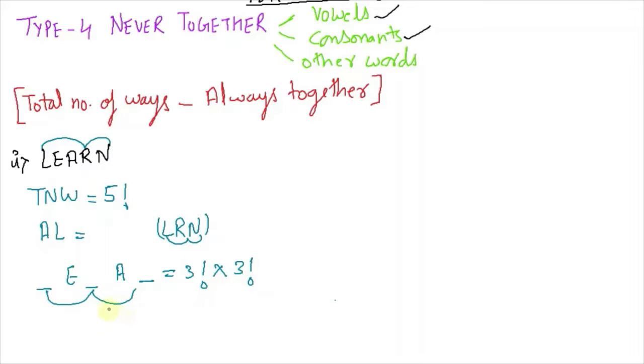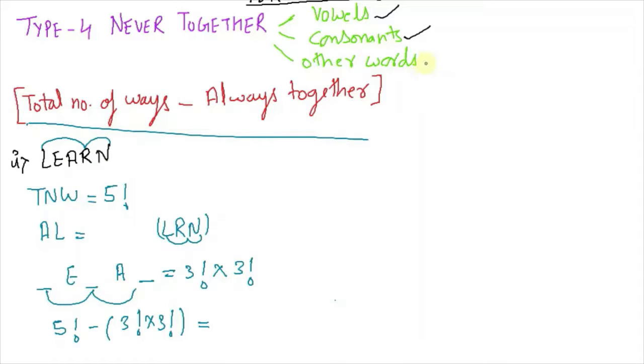So the question here is never together, and the formula is total number of ways, which means 5 factorial, minus always together, which means 3 factorial into 3 factorial. Once you solve this, you can get the answer. Similarly, by applying this formula, you can solve the questions related to the third type, that is other words. Here the concept of never together is completed.